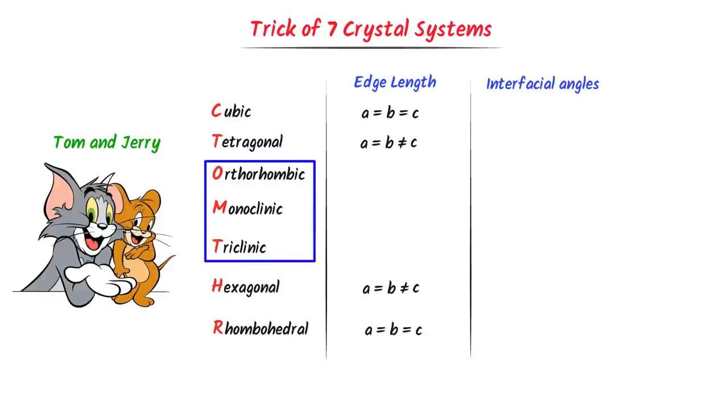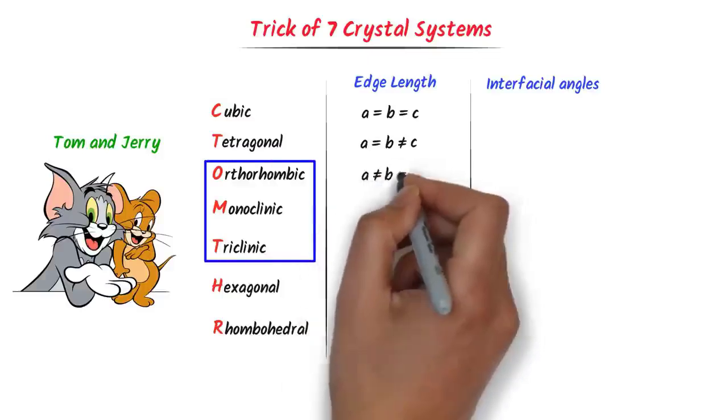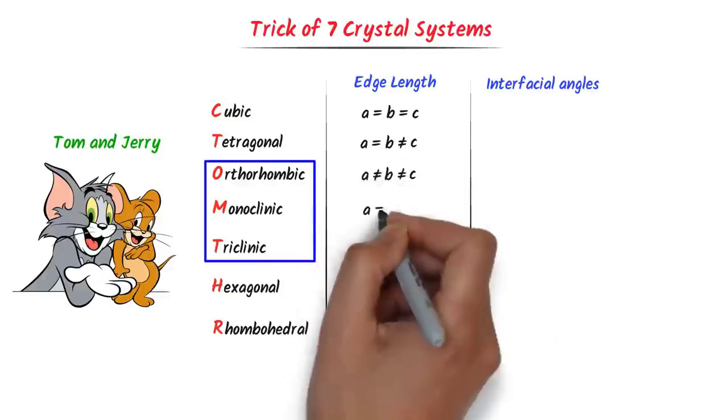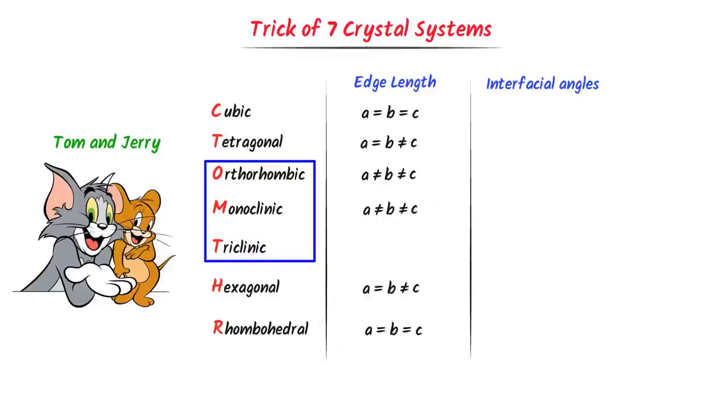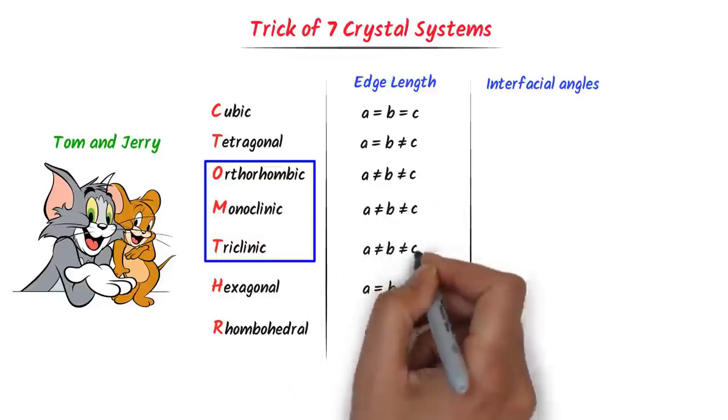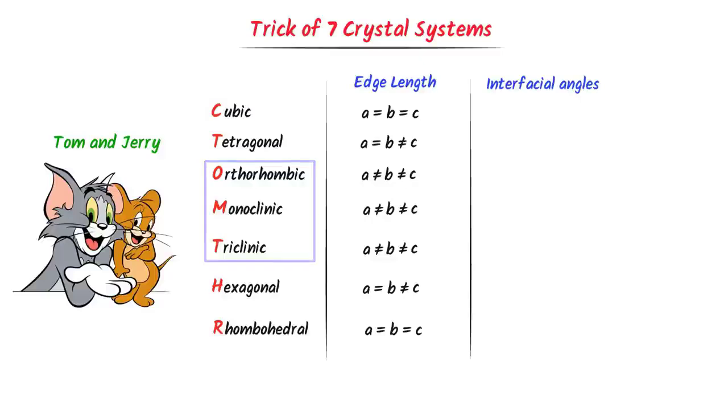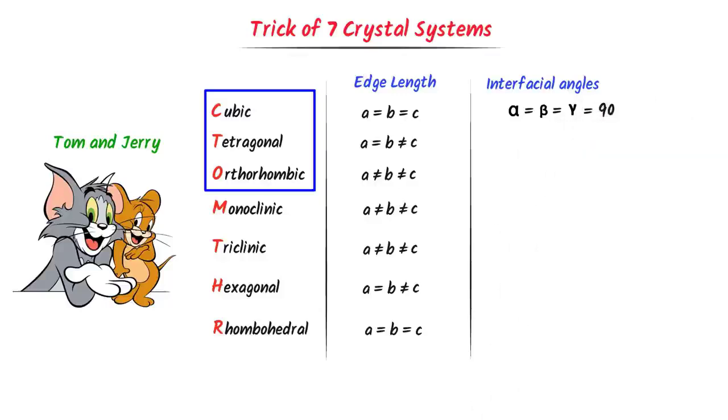These three remaining have the same edge lengths: A is not equal to B, B is not equal to C. In case of interfacial angles, the first three have equal angles: alpha is equal to beta, beta is equal to gamma, gamma is equal to 90 degrees.